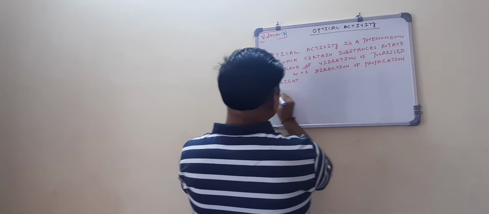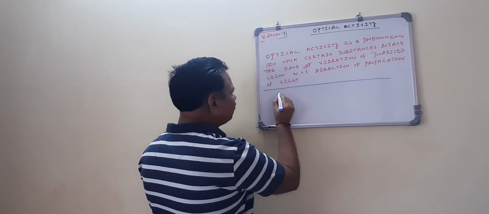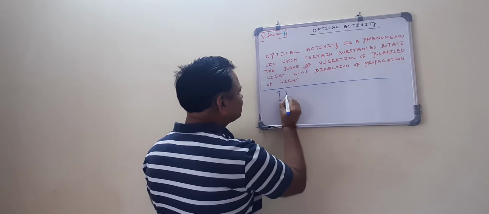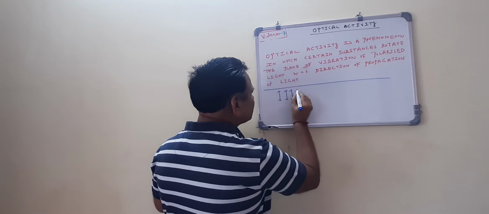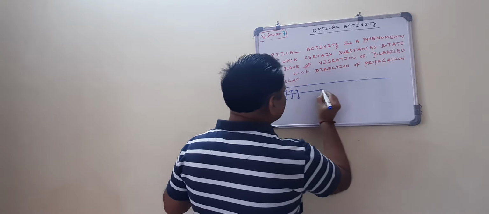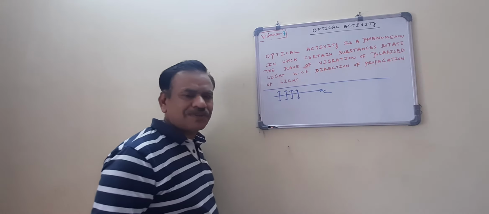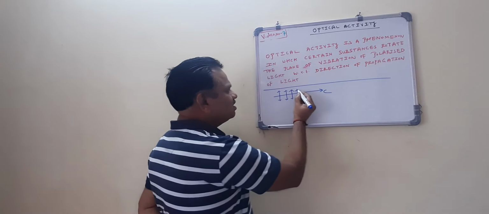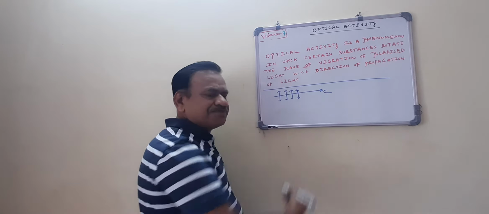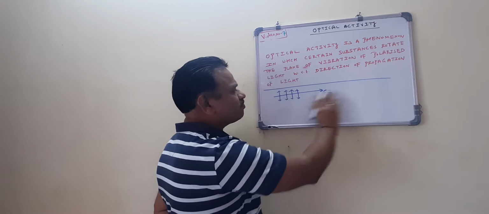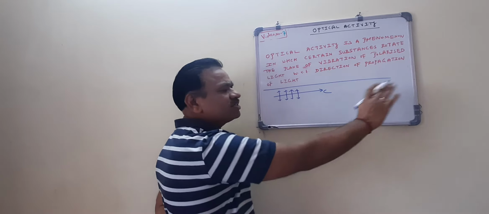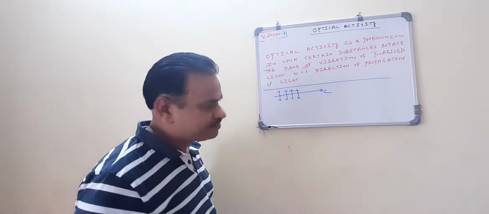Say, this is the plane of vibration of the light. This is the plane polarized light. This is the direction of propagation. This is called a plane of vibration. This plane of vibration is in a direction perpendicular to what? The propagation of the light.